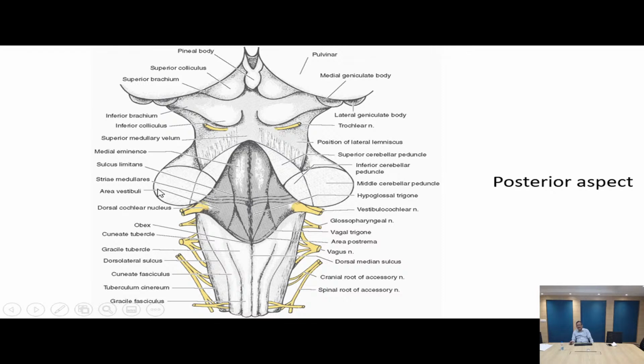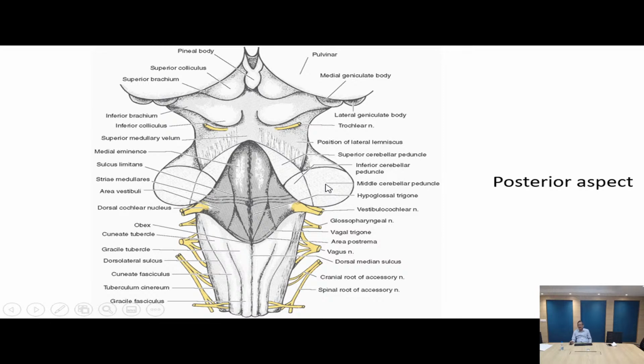These are the peduncles. There are three cerebellar peduncles here: the superior, the middle, and the inferior. So three peduncles going to the cerebellum. The superior is coming from the midbrain, the inferior is coming from the medulla, and the middle is coming from the pons.